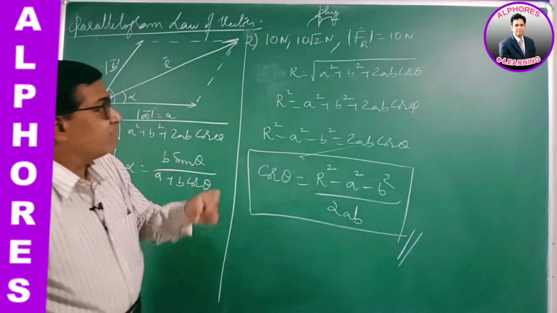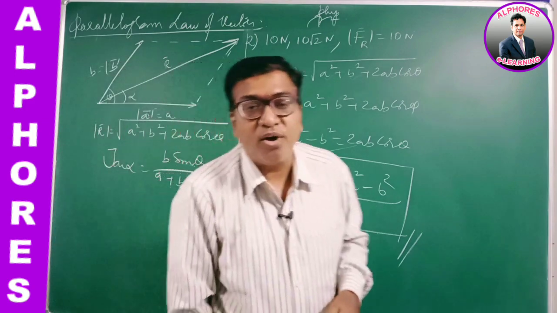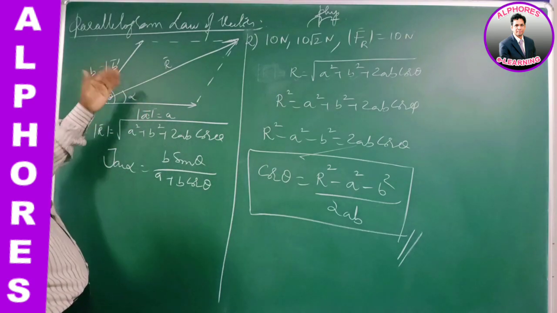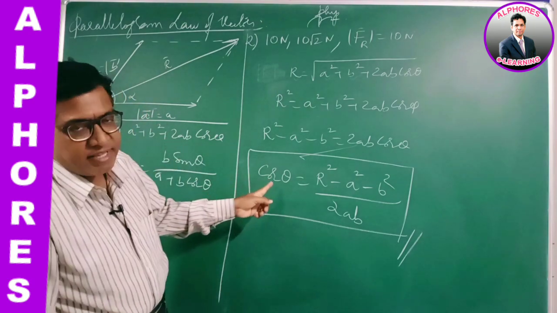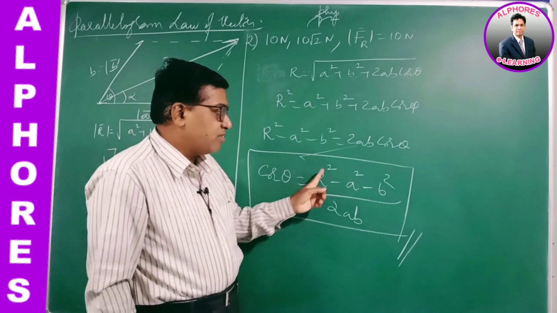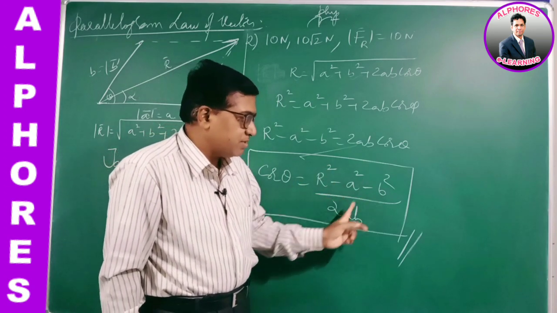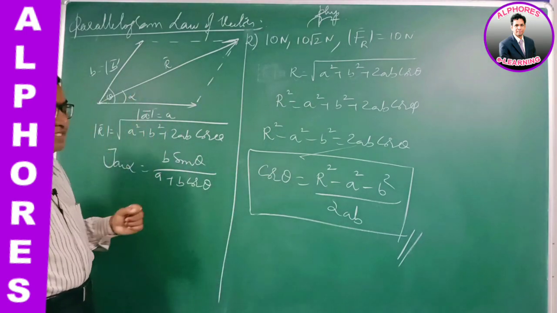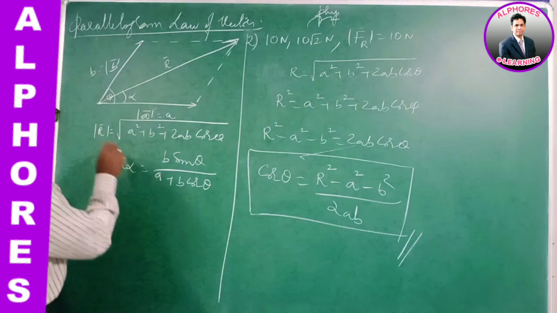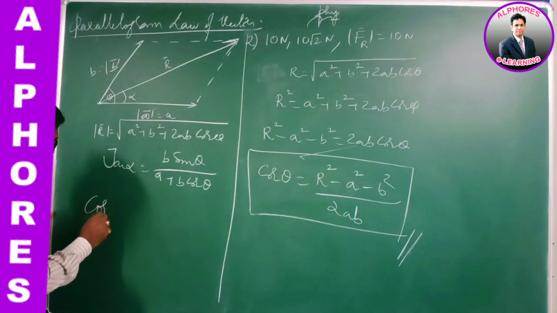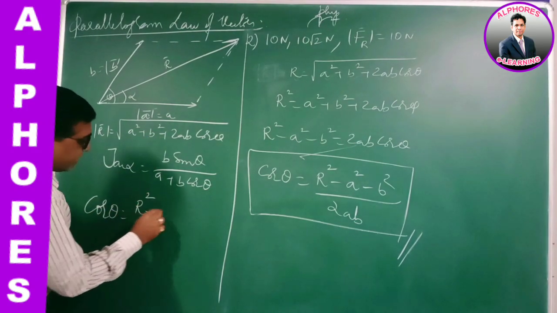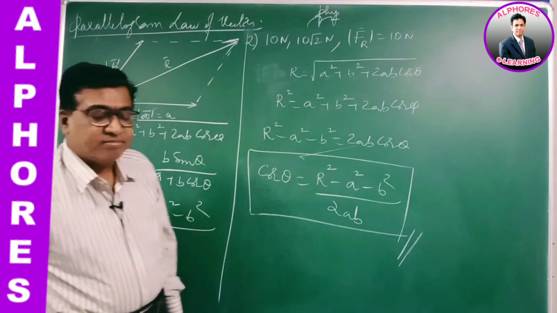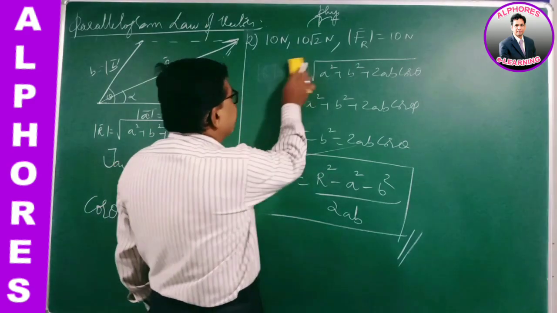That is the reason why this law is also called the law of cosines. The cosine of the angle between the two vectors is the magnitude of resultant r square minus a square minus b square by 2ab. That is the reason it is termed the law of cosines. So if r is like this, the cos of the angle between the vectors is r square minus a square minus b square by 2ab. Substituting in this, I get the angle.